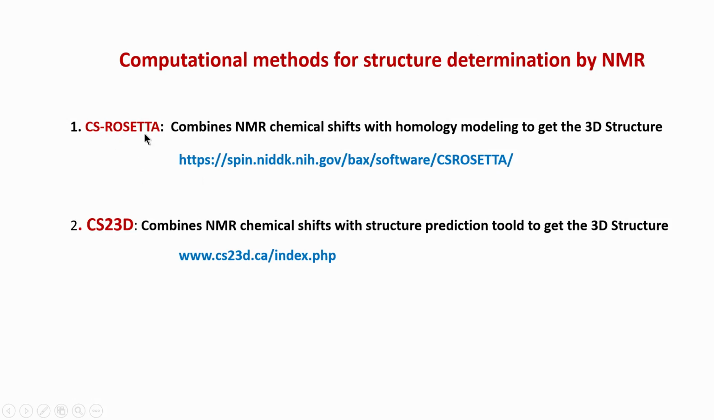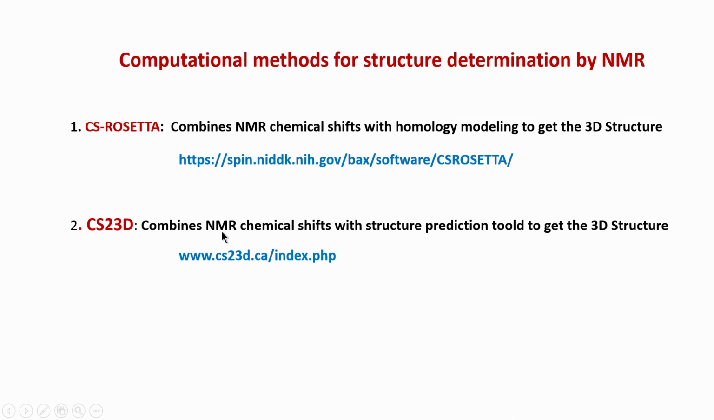One is called CS-Rosetta, which combines NMR chemical shifts with homology modeling to get the 3D structure. You can look at this website where you can download and use it for your protein, or upload your data and they will solve the structure. Similarly, CS2 to 3D, CS2 meaning chemical shift to 3D structure, combines NMR chemical shift with structure prediction tools. There are many structure prediction tools in bioinformatics which are well established today. Those can be used and combined with NMR.